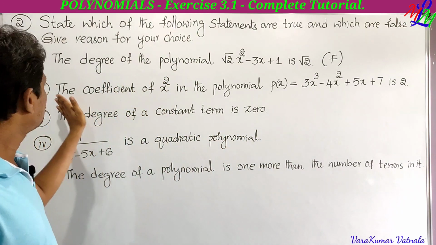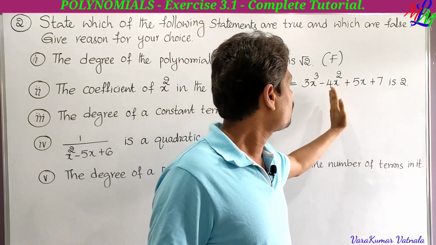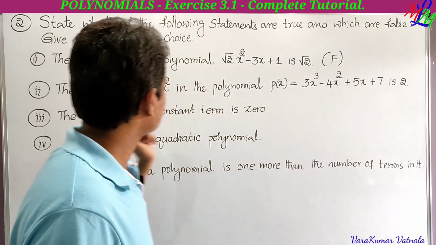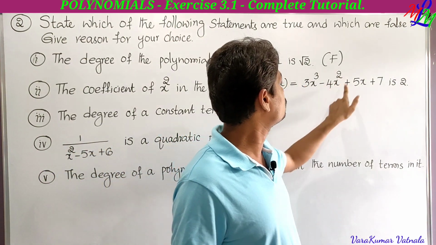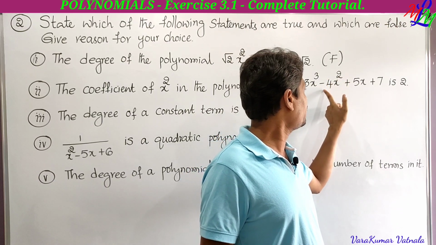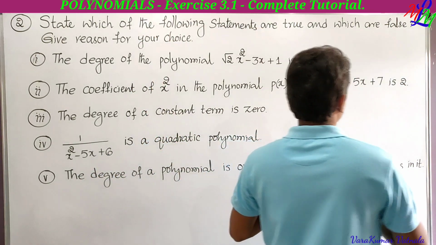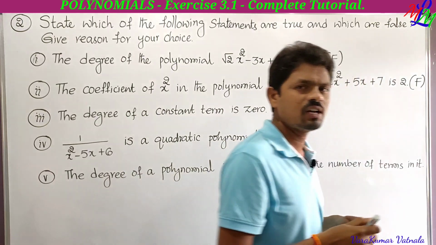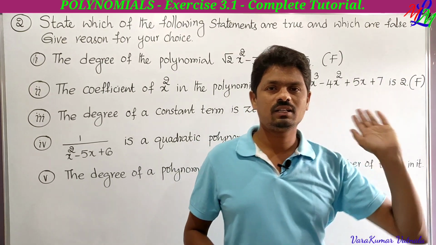So next, second one. The coefficient of x square in the polynomial P of x equal to 3x cube minus 4x square plus 5x plus 7 is 2. So he is asking the coefficient of x square. Observe, where is x square? Here it is x cube, here it is x square. This is the coefficient of x square. The coefficient of x square is minus 4, but here he has given 2, hence it is also false. So here simply you have to write false. So why is it false? The coefficient of x square is minus 4, but he has given 2, hence it is a false statement.